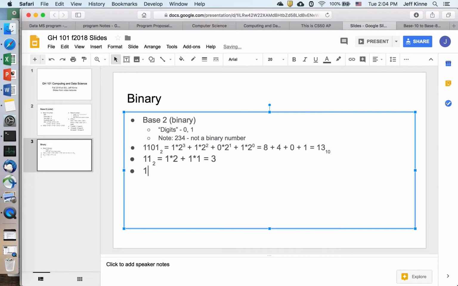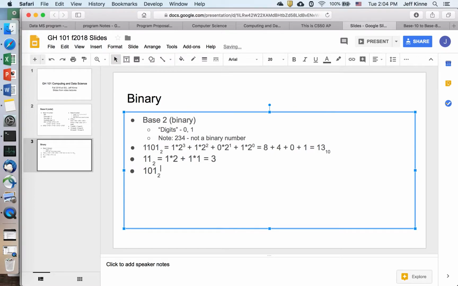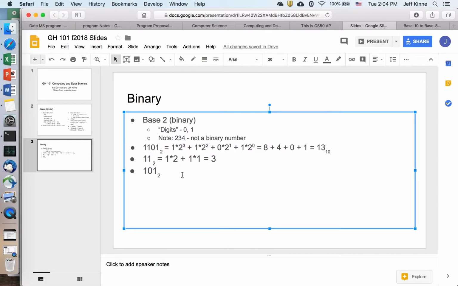How about 101? If we take that as a binary number, that's 1 times something plus 0 times something plus 1 times something. And you go, this is the 1's digit, this is the 2's digit, this is the next power of 2, which is 4. So we've got this is 5. Okay, so we can take a number that's binary, that's just bits, ones and zeros, and convert that into a decimal number.